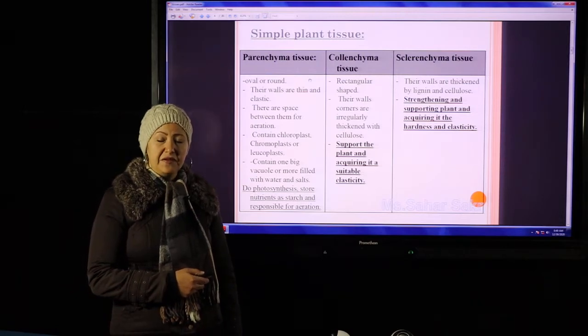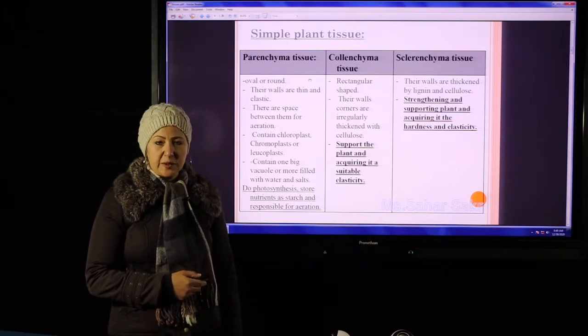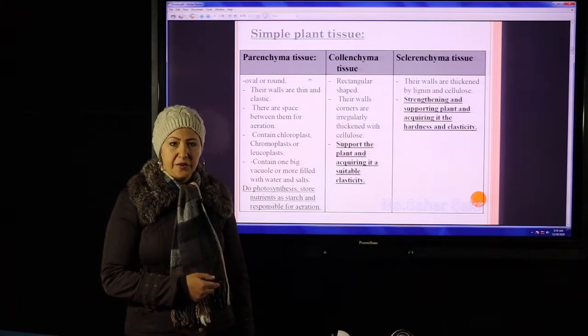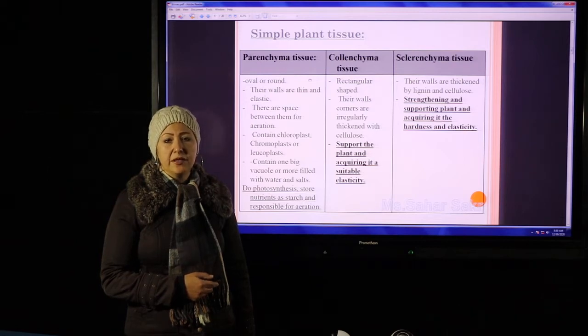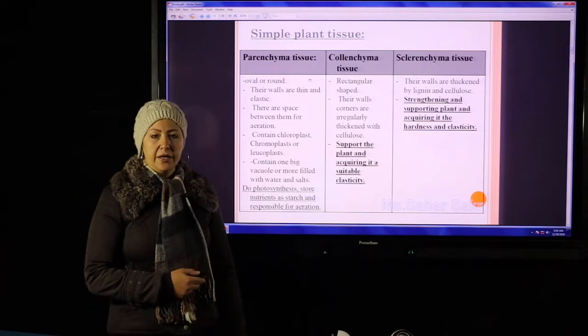The second function, if this type of tissue contains chloroplast, it helps in the photosynthesis process. If it contains the chromoplast, it helps in coloring for the plant. If it contains leucoplast, it helps in storage of the food for the plant. Okay? The second type is collenchyma tissue.